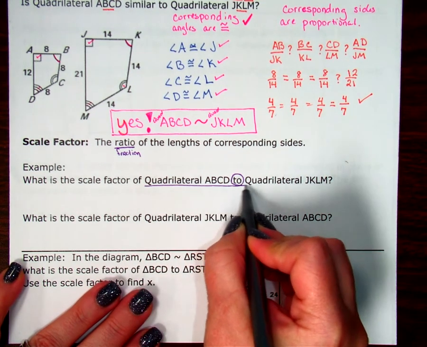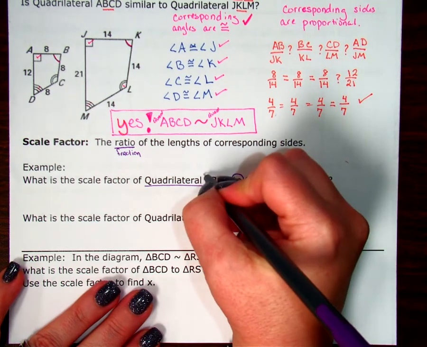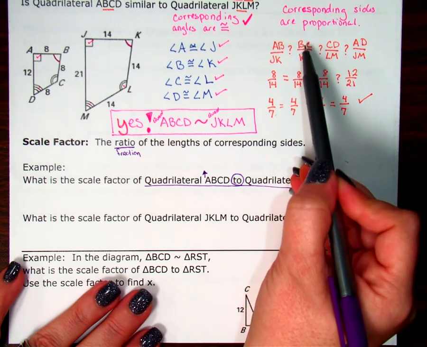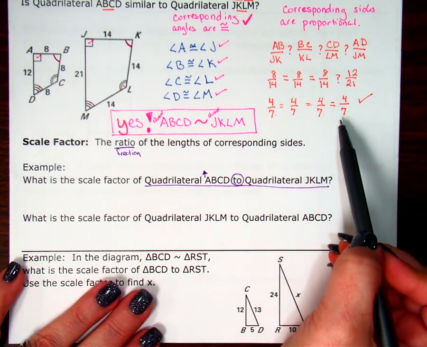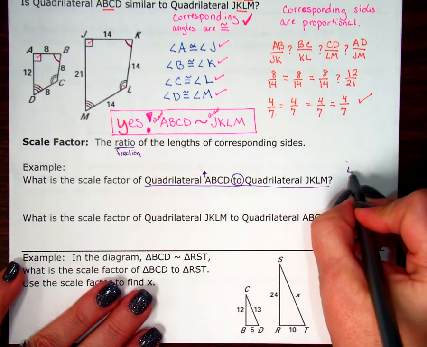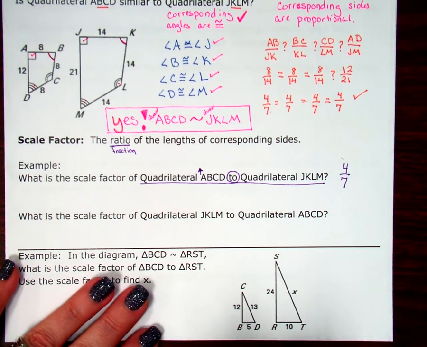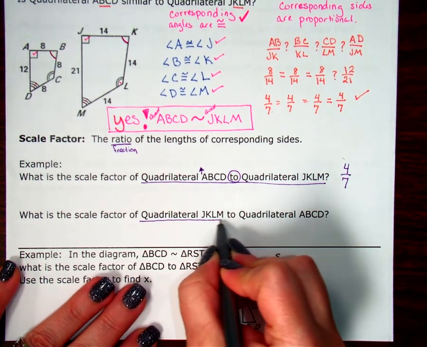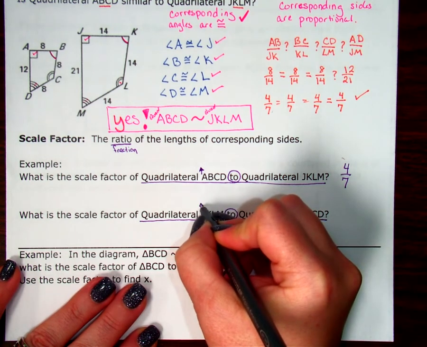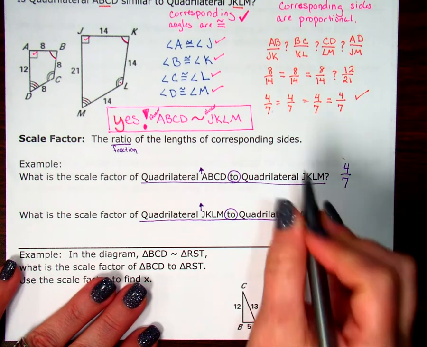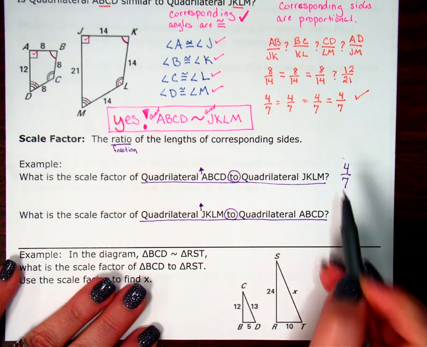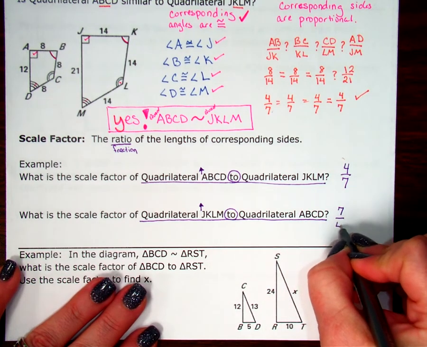When I say quadrilateral ABCD to quadrilateral JKLM, I know that means the numbers from ABCD have to go in the numerator, which look, that's what I did here. My ABCD numbers are all on top, so the scale factor from ABCD to JKLM is 4/7. But the second one, when it asks me what is the scale factor of JKLM to quadrilateral ABCD, that means this time the JKLM is going to go on top. So these numbers that had been on the bottom would switch to the top. So it's just going to be the reciprocal, 7/4.